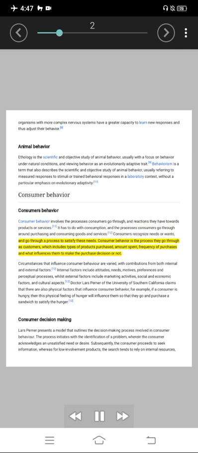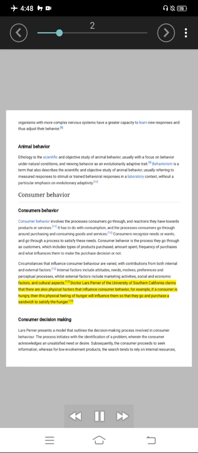Consumer behavior is the process they go through as customers, which includes types of products purchased, amount spent, frequency of purchases and what influences them to make the purchase decision or not. Circumstances that influence consumer behavior are varied, with contributions from both internal and external factors. 12. Internal factors include attitudes, needs, motives, preferences and perceptual processes, whilst external factors include marketing activities, social and economic factors, and cultural aspects.